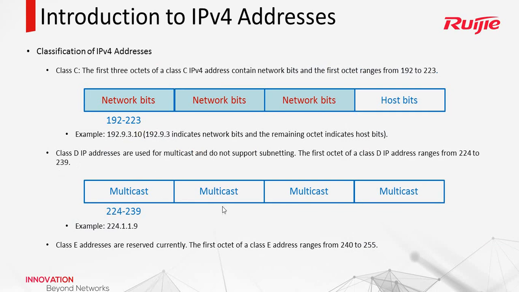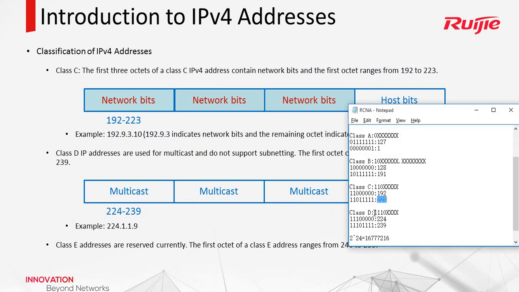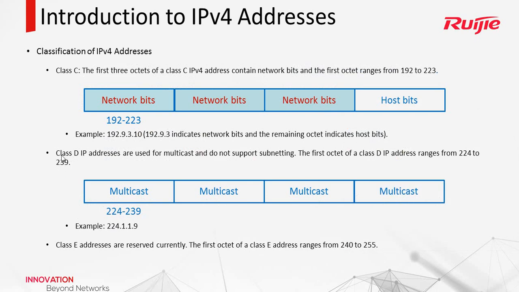Then class D has this format, 1110 for the highest bits, and the range is from 224 to 239. But be careful, class D is a special IP address. We call it multicast. When you learn our NP course, we will talk more about this. And at last is class E, but class E is reserved.